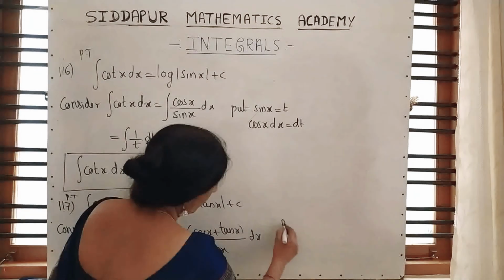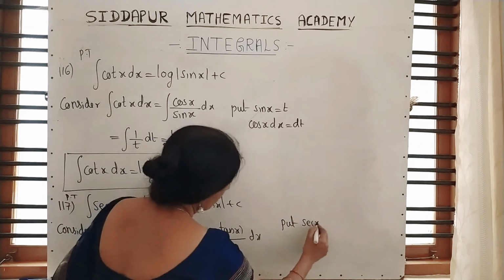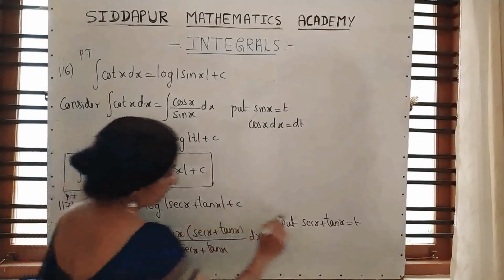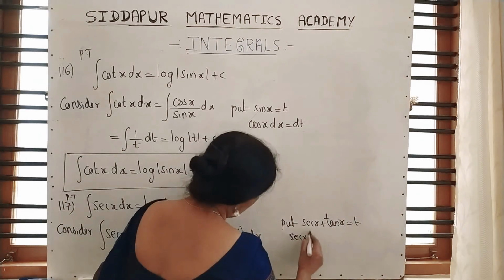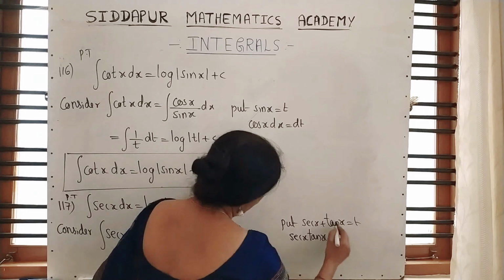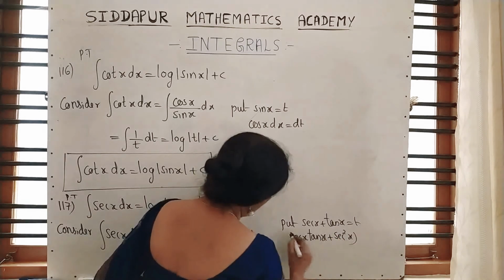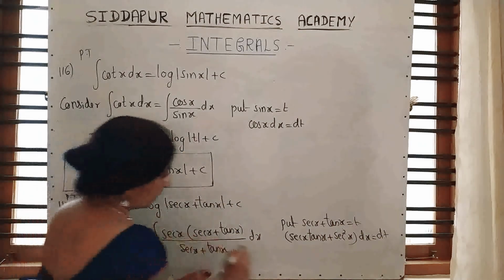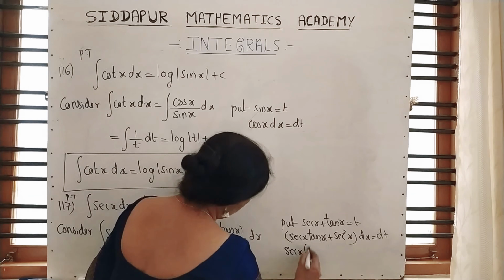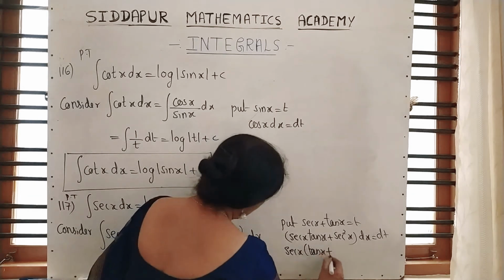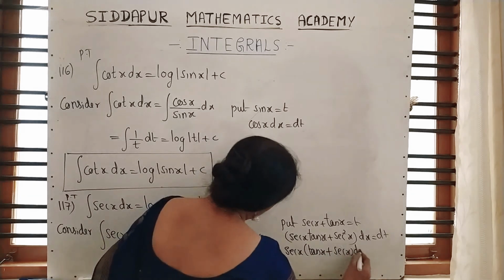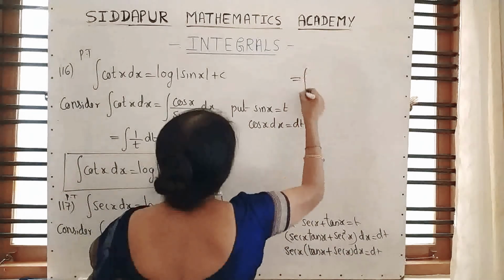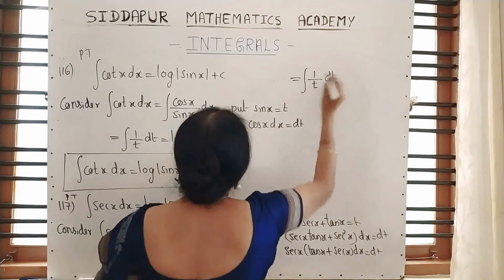And now I am writing the denominator as t. Sec x plus tan x is equal to t. Please note down this step. Differentiation of sec is sec into tan. Differentiation of tan is secant square x, and common we are writing, dx is equal to dt. If you rearrange, you will get the same thing. See, sec x common, tan x plus sec x into dx is dt. That is nothing but the numerator, 1 by t into dt.